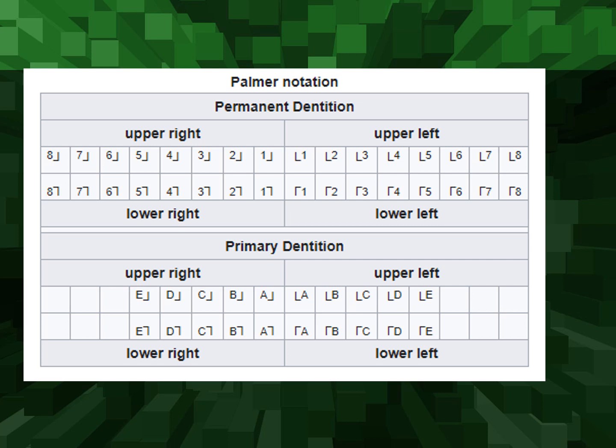And this table shows the Palmer notation system for permanent dentition and for primary dentition. Once again, the feature of the Palmer notation system for primary dentition is notation not with numbers but with Latin capital letters A, B, C, D, E.